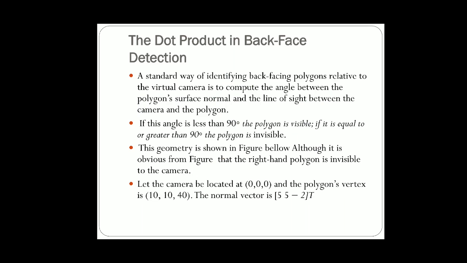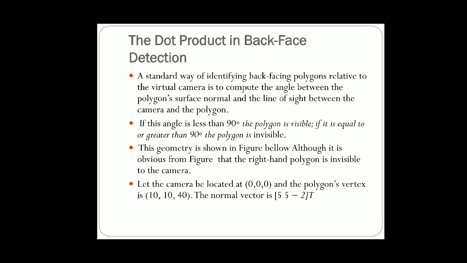When we are actually viewing it with the help of a camera, if that angle is less than 90 degrees, then that polygon can be visible. If it is equal to or greater than 90 degrees, the polygon is invisible, because the angle of direction differs. This geometry is shown in the figure below. It is obvious from the figure that the right hand polygon is invisible to the camera. So the right hand side polygon will not be visible because the camera orientation is not at the right angle.